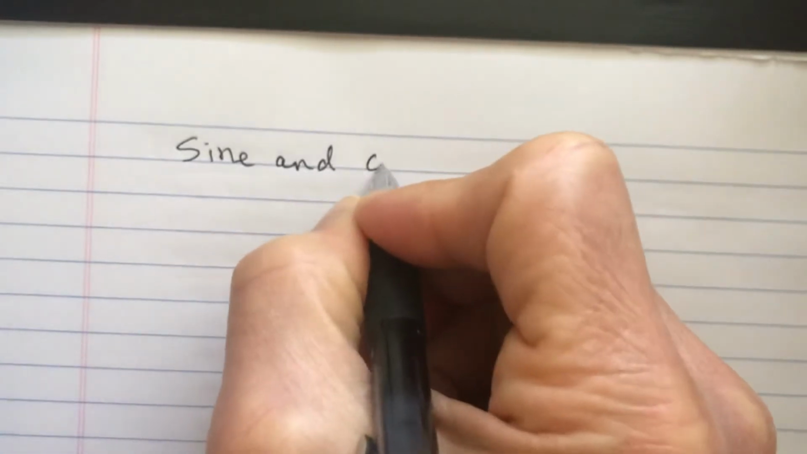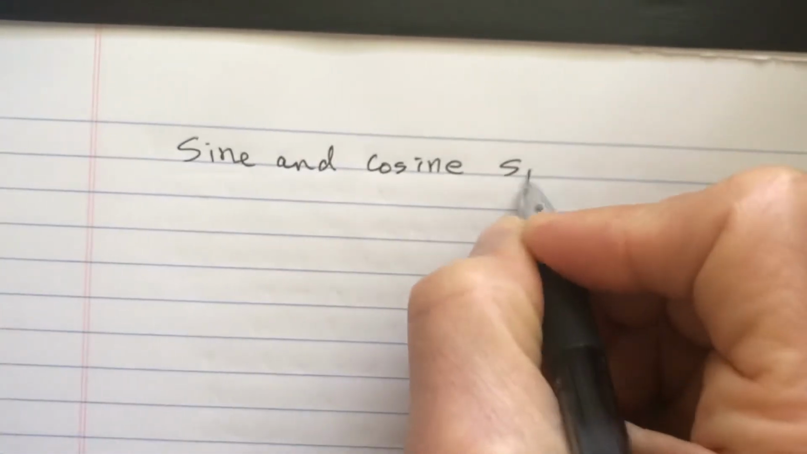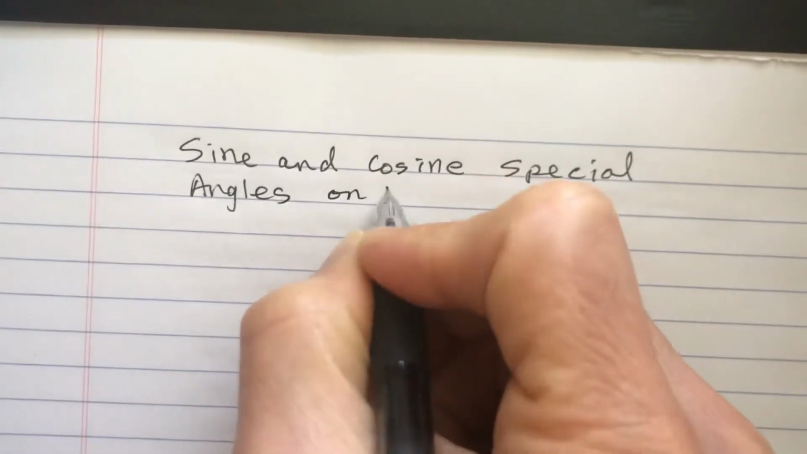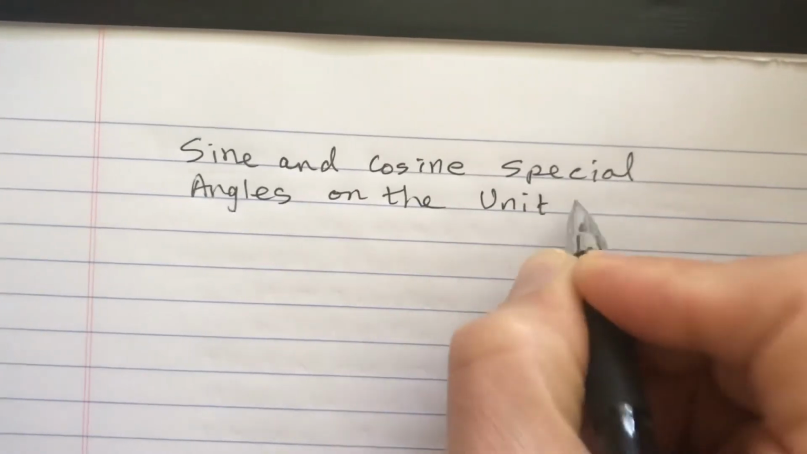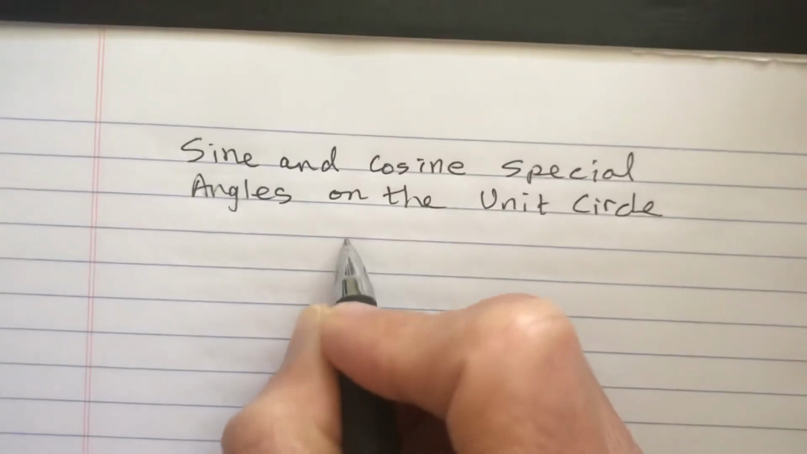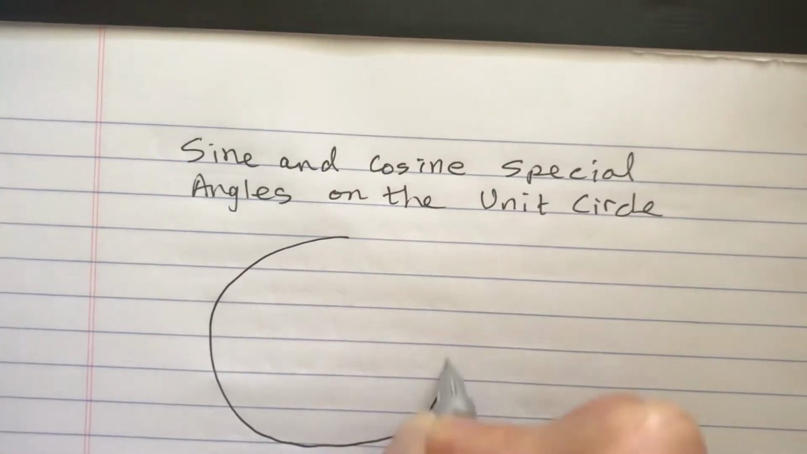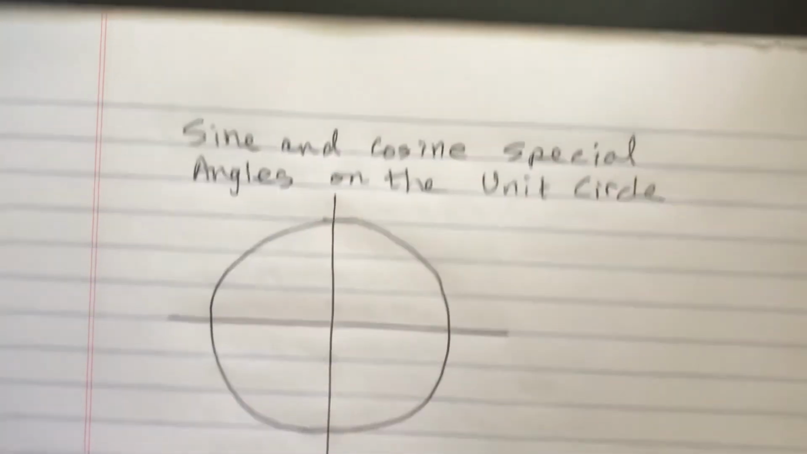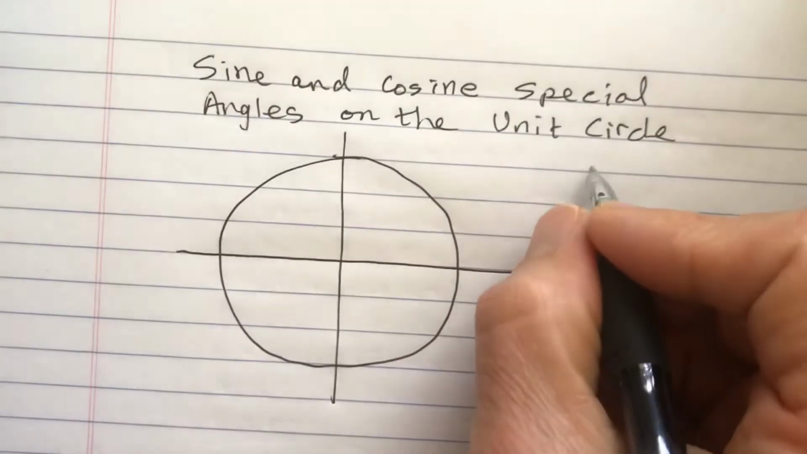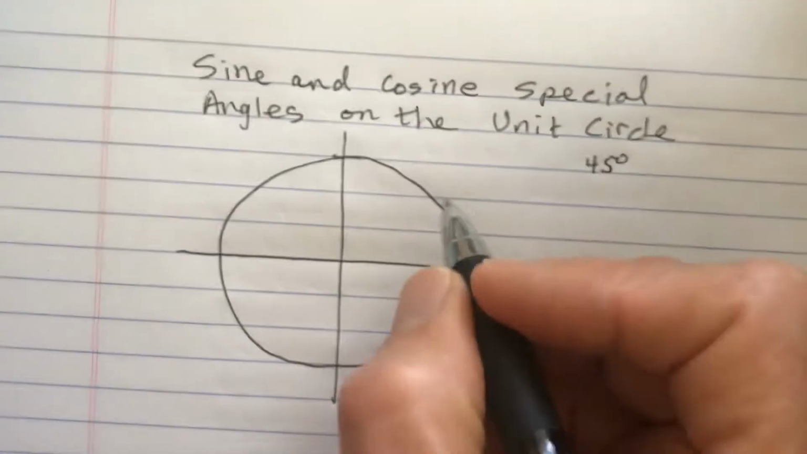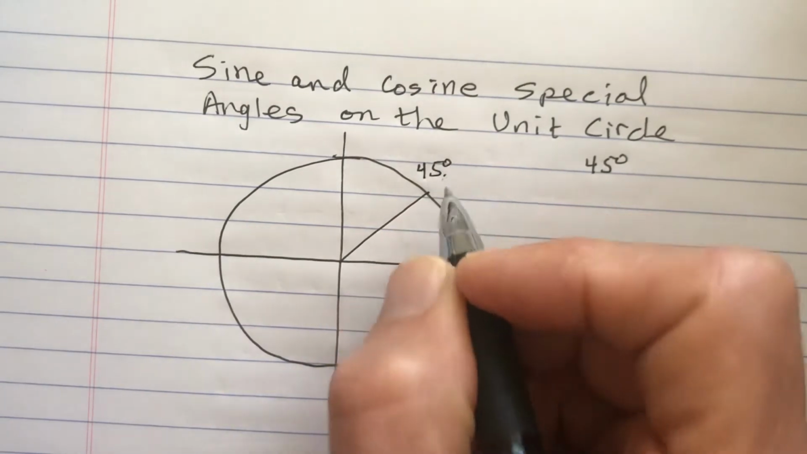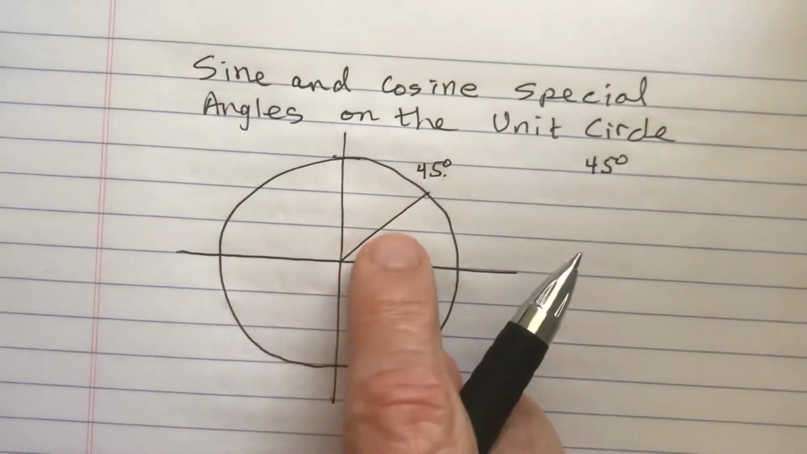Okay, in this video we're going to look at sine and cosine special angles on the unit circle. Last time we talked about 45 degrees, 30 degrees, and 60 degrees. Let's start with 45 degrees. As shown, it's splitting the right angle, bisecting it.